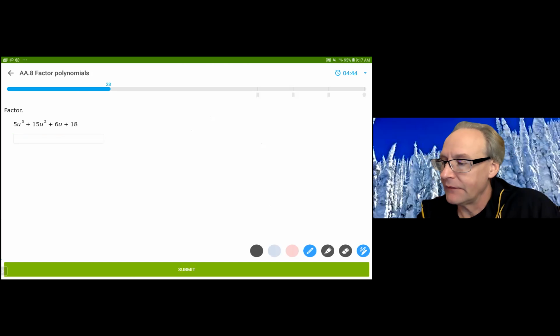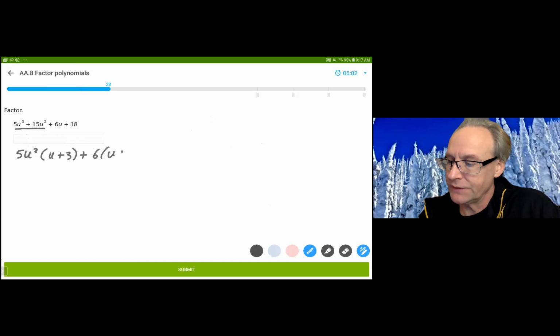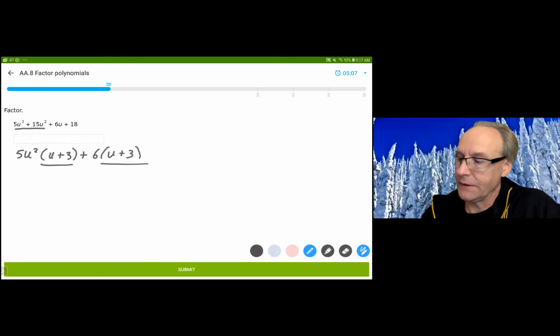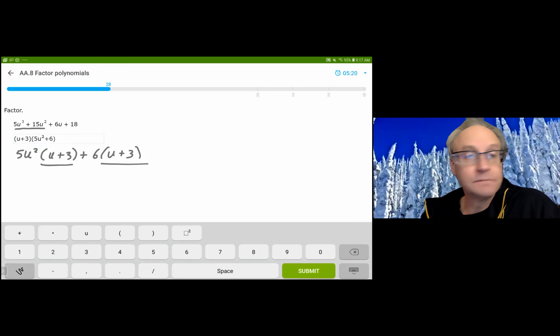All right, let's see what we have here. Looks like we're going to be factoring by grouping again. Out of the first pair, I'm going to take a 5u squared, and I'm going to end up with u plus 3 left inside. I'm going to take out a 6, and I'm going to have a u plus 3 left inside. And I'm going to factor out the common factor. And there we go, we're done. We have a u plus 3 and a 5u squared plus 6. And that's it. All done.